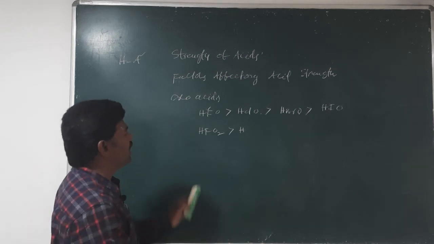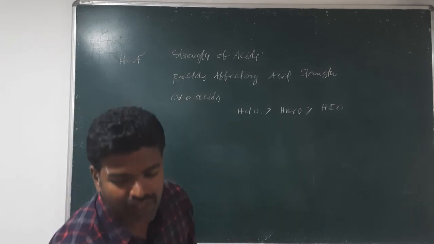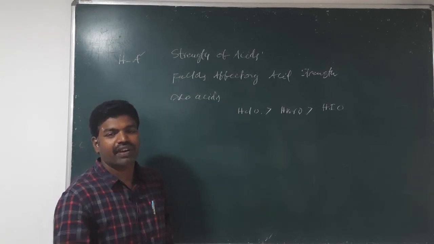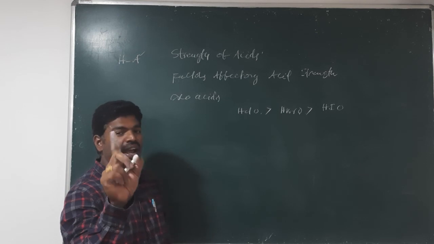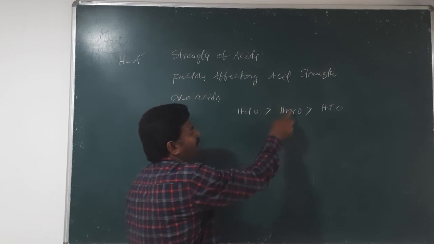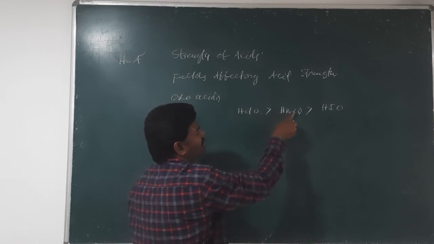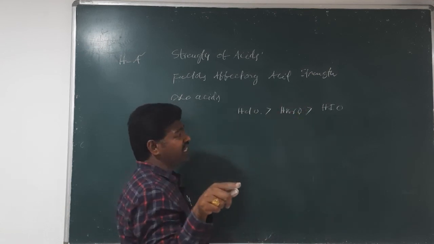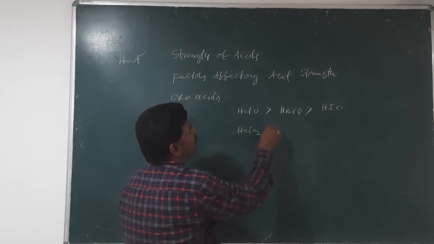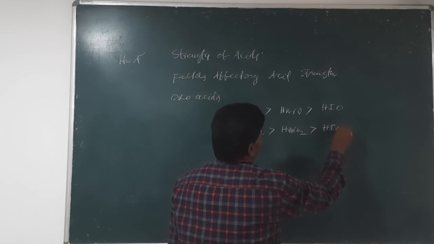I am very sorry. Actually, HF does not form oxo acids. We can find the oxo acids only for chlorine, bromine, iodine. So here the chlorine has higher electronegativity than bromine, and bromine has higher electronegativity than iodine. So HClO is a stronger acid than HBrO, and HBrO is stronger than HIO. Okay, and we can extend this: HClO2 is greater than HBrO2, which is greater than HIO2.